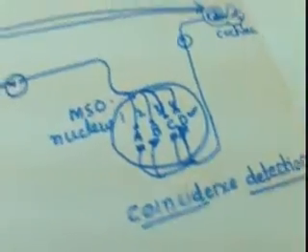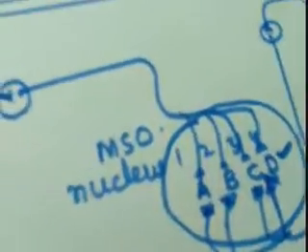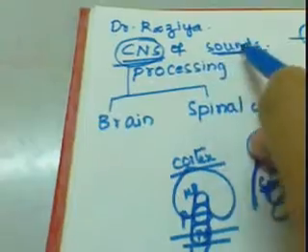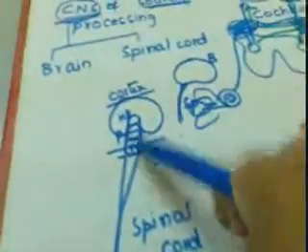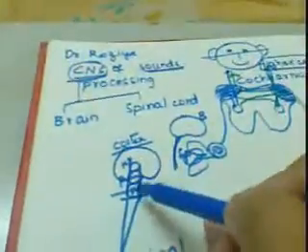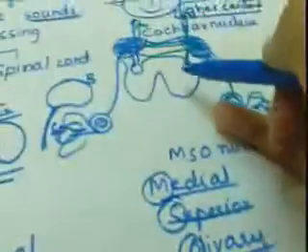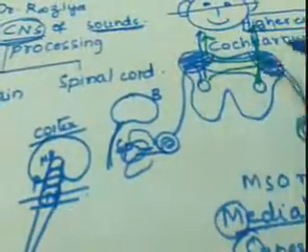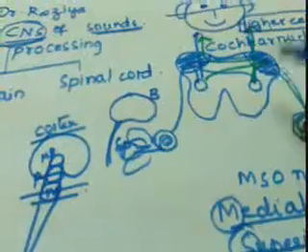Understood? So a brief review of how sounds are processed in the CNS. CNS processing of sound. CNS includes brain and spinal cord. In the brain you have the cortex and the brain stem, and that includes midbrain, pons, and medulla. We have gone through the medulla, and this is a cross section of the medulla. Here in the medulla you have the cochlear nucleus and the medial superior olivary nucleus, the MSO nucleus.